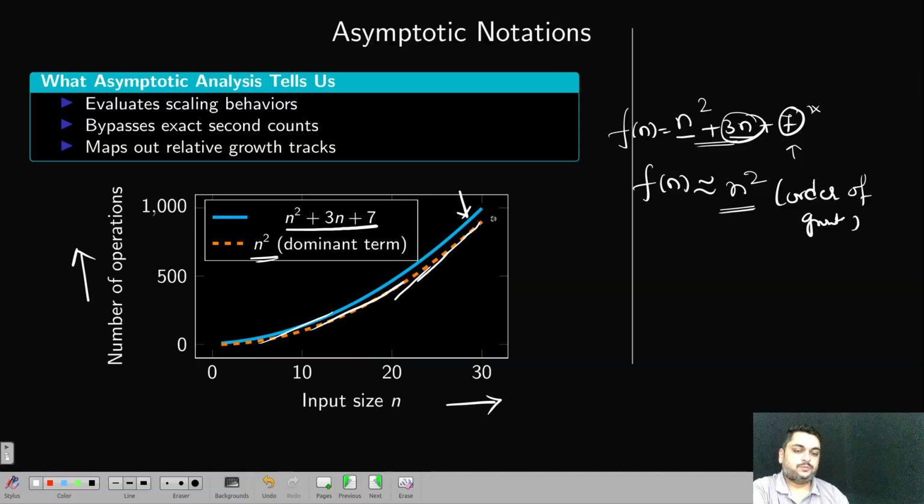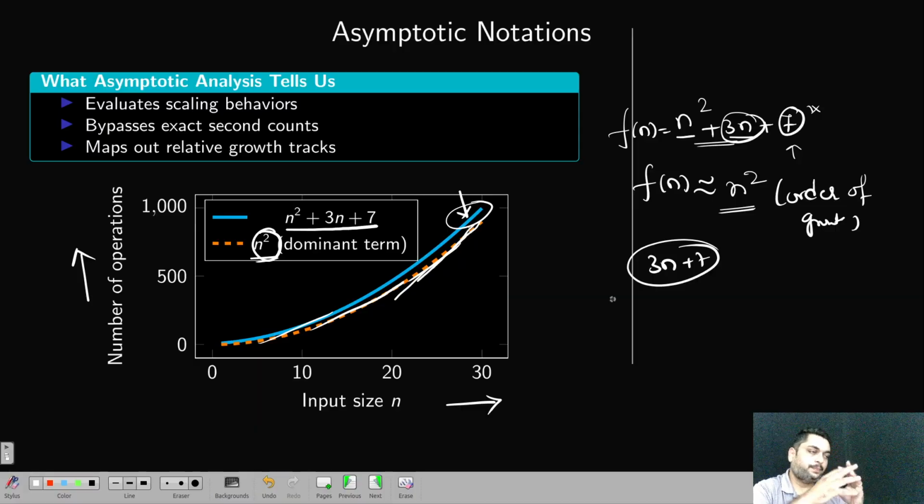If you observe here, most of the function's behavior is captured in n square. The order of growth of this function f of n is captured in n square, because the orange line is here and the blue line is here. That means 3n plus 7 is not a dominant term. 3n is not dominant. N square is dominant here. So we only consider n square. This is the basics of the asymptotic notations. So finally, you select the order of growth by selecting the most dominant term in your function.